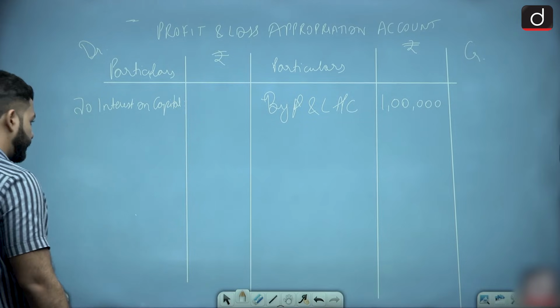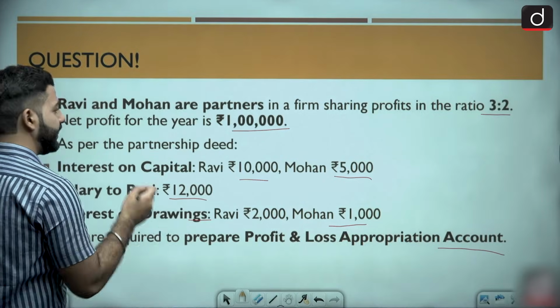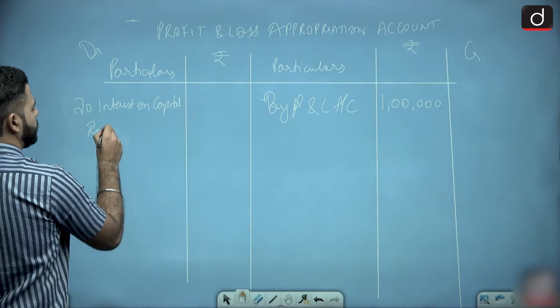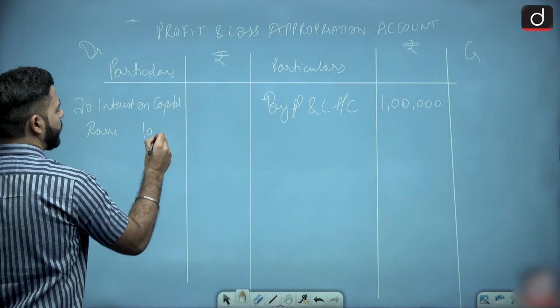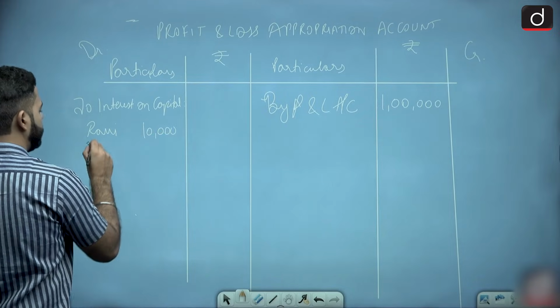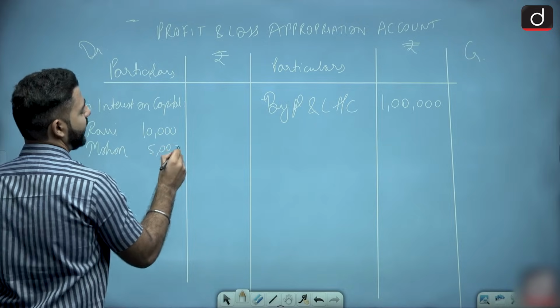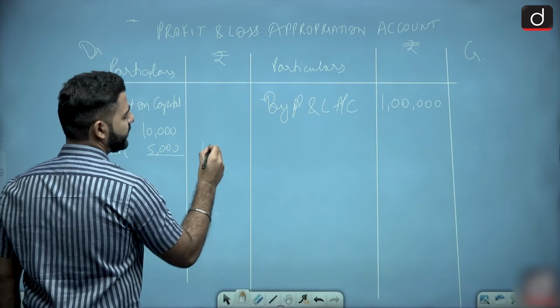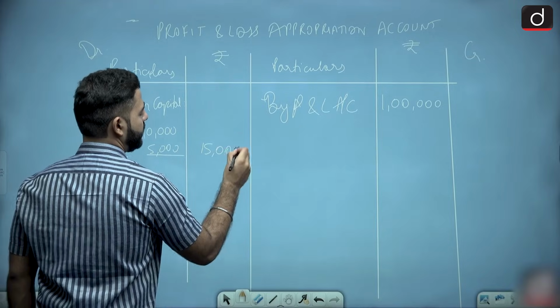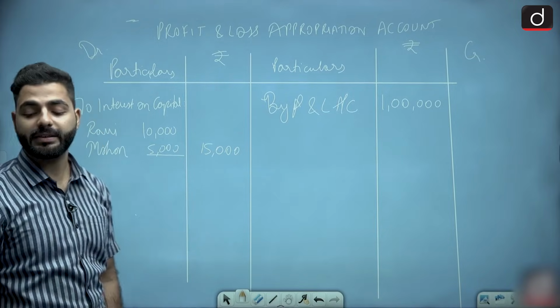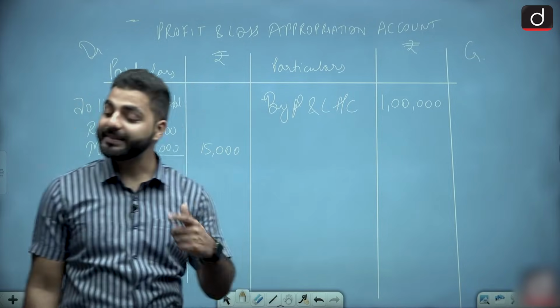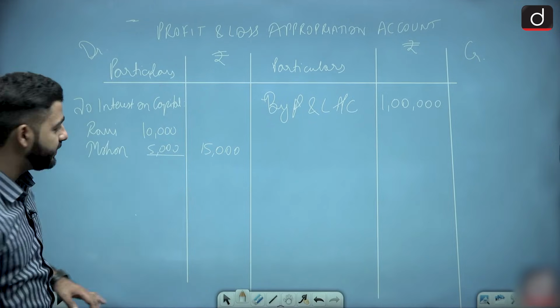Then, because there are two partners, first you will write Ravi 10,000, Mohan 5,000. Then combine that, 10,000 plus 5,000, that is 15,000 right here. Right? This is your first appropriation out of profit. Yes or no?